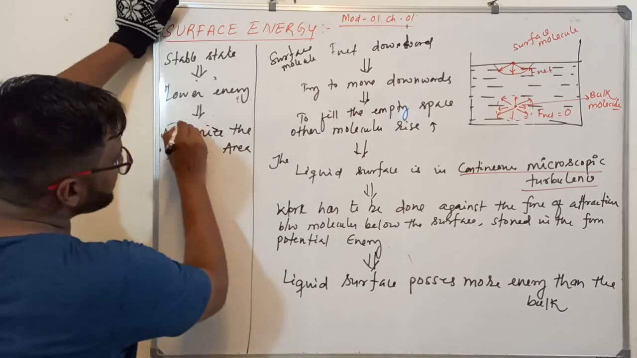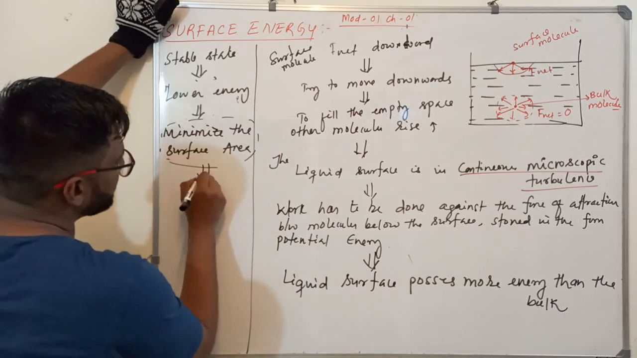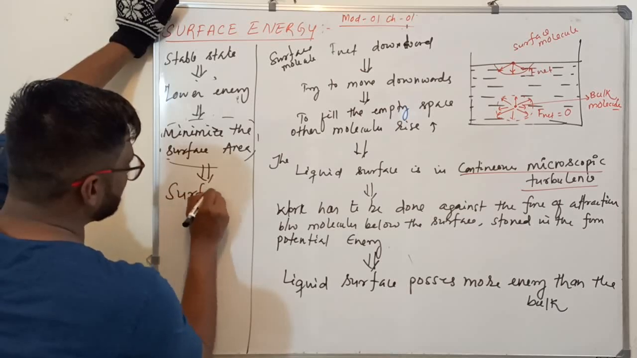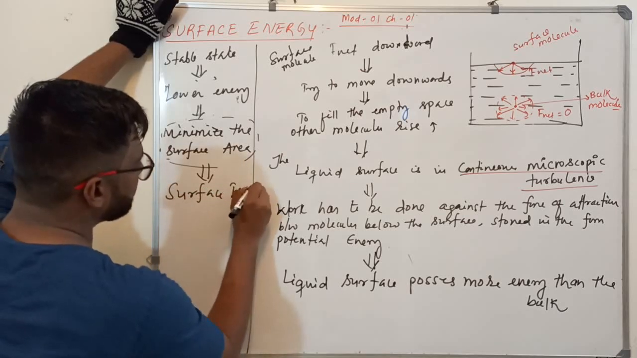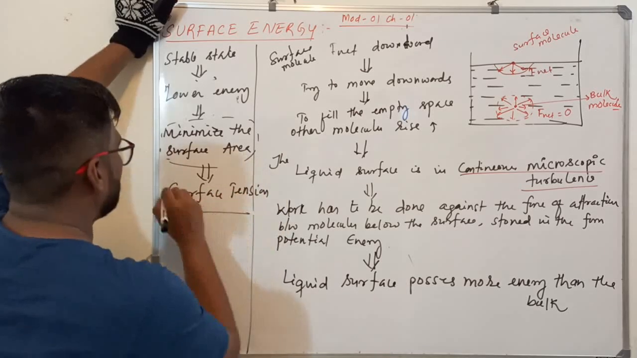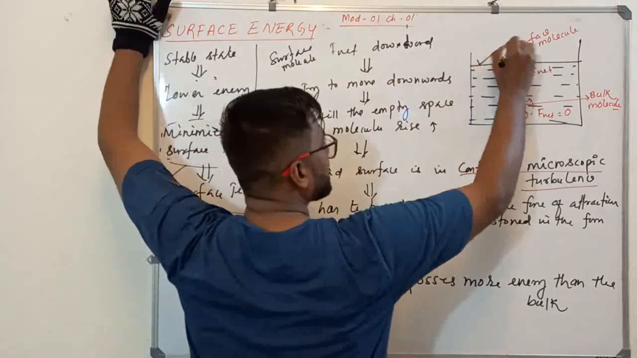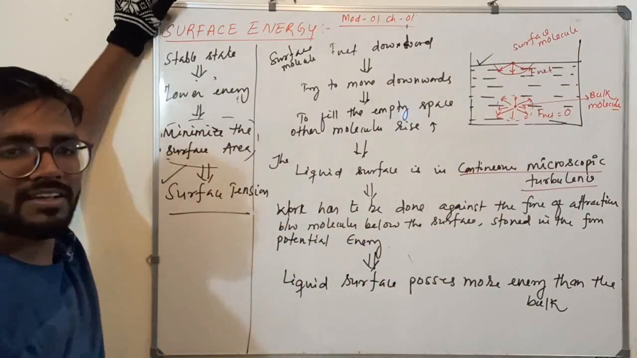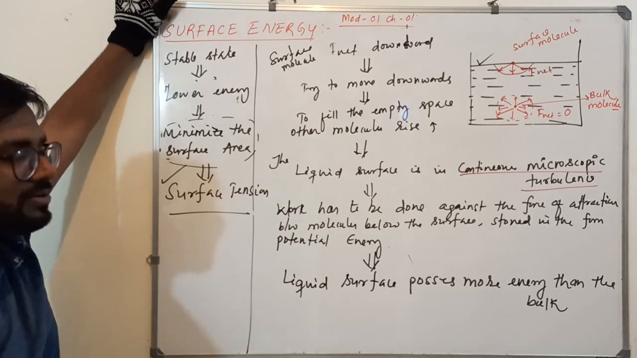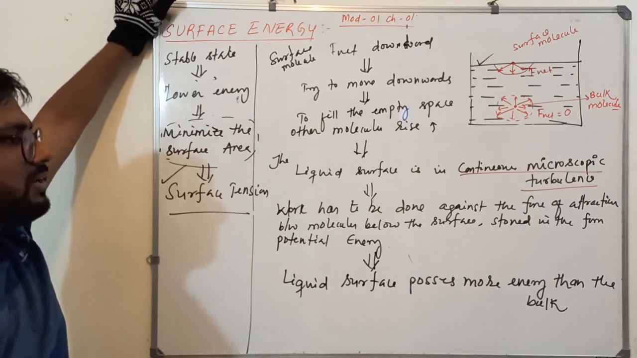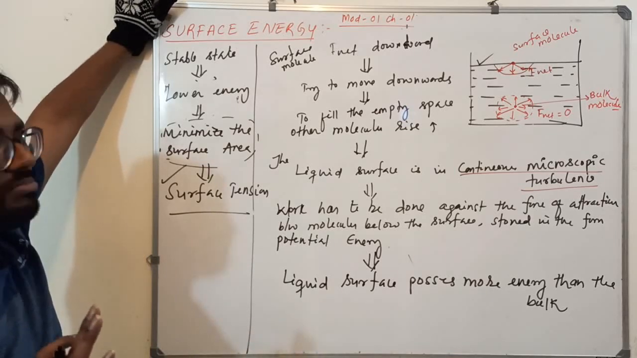What property is this? Minimizing the surface area? Yes. What property is this, sir? This property is nothing but surface tension. Now, surface tension and surface energy. You understood the relation between them? How did it come? Sir, please, once again, make us understand.